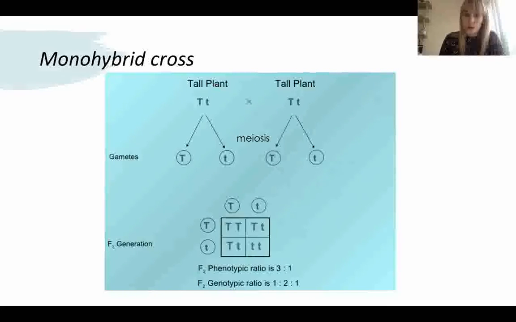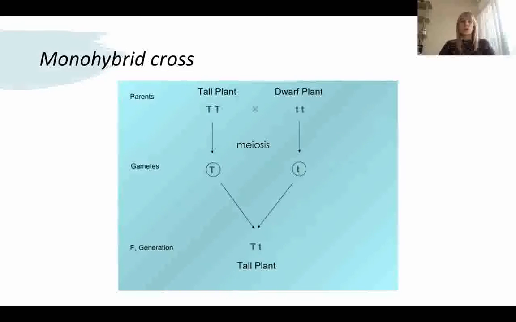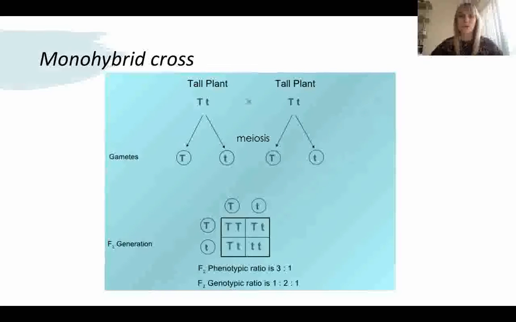Now we use the F1 generation as our new parents, okay? So we use capital T small t times capital T small t. After meiosis, what are the possible gametes? For each, there's capital T, small t. Now what happens? You use a Punnett square. So these two things go together. You always use them together. Monohybrid crosses and Punnett squares are so important, and they can count up to 9 marks in an exam. So they are really important.